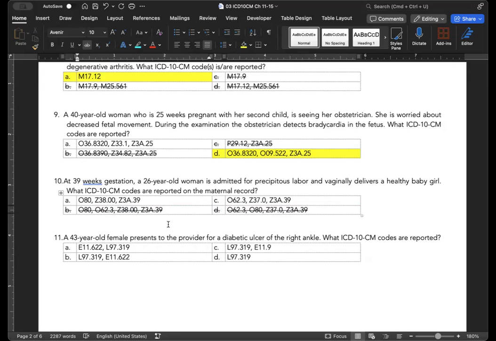So let's just go look at the O62.3. Okay. So look at it real quick. And that's for the precipitate labor. So again, here's our precipitous labor. O62.3 is going to be the precipitous labor. So that's going to tell us that it's not O80 if we were questioning.